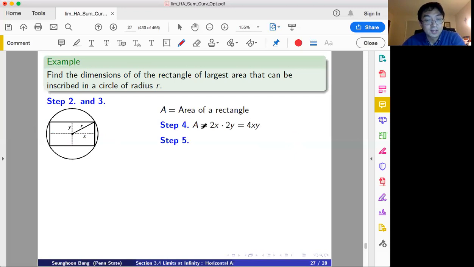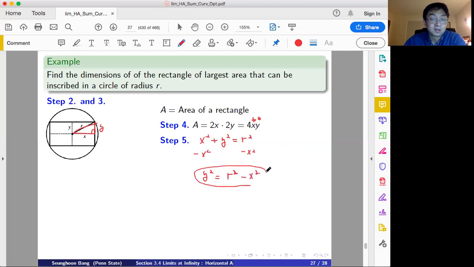You have to express A as a function of one variable. You can define the relation of x and y. What's the relation of x and y? We can use the Pythagorean theorem here. This is x, this is y, this is r. Exactly, x squared plus y squared equals r squared. Subtract x squared: y squared equals r squared minus x squared.